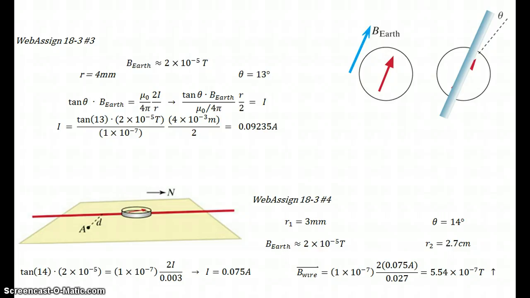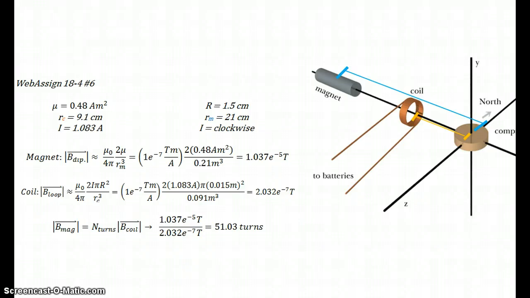Just as I did in the previous problem, I found the conventional current by using the magnetic field equation of a wire, where B is multiplied by tan 14. I use this conventional current I found in the same equation, where R now equals 2.7 centimeters, to find the magnetic field at A to be towards the ceiling, which is perpendicular to the table. Finally, I chose a homework problem from 18.4 to sum up all the ideas of this reassessment.